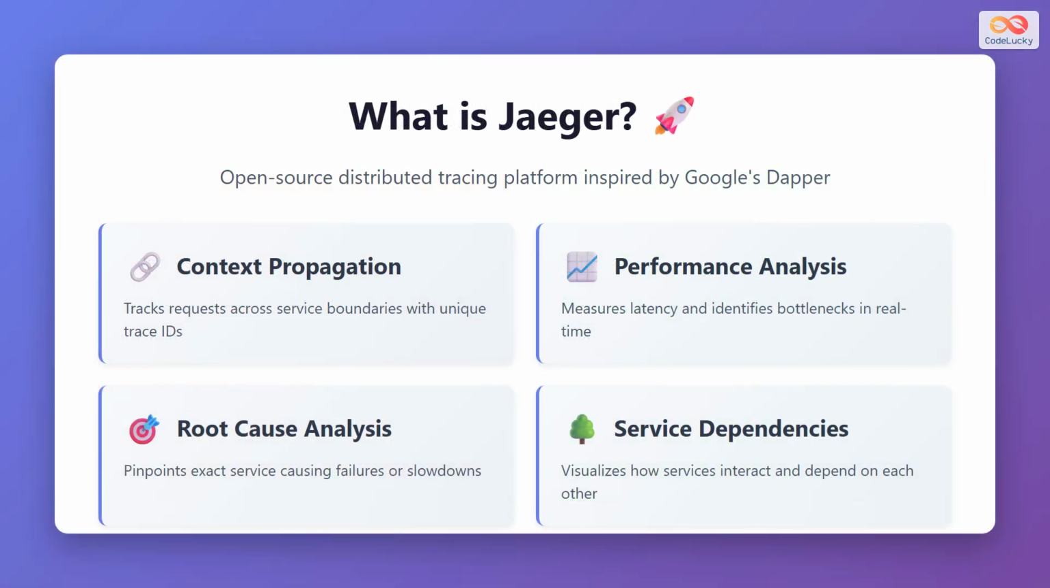Jaeger is specifically designed for distributed tracing in microservices environments. It is open source and actively maintained by the Cloud Native Computing Foundation. Jaeger provides several key advantages. It offers end-to-end visibility across your entire system. It helps identify performance bottlenecks quickly. It enables easy debugging of complex interactions between services. It collects detailed metrics and spans automatically. And it integrates seamlessly with popular frameworks and languages. These features make Jaeger an essential tool for modern application development.